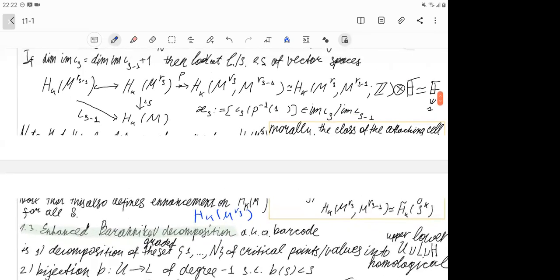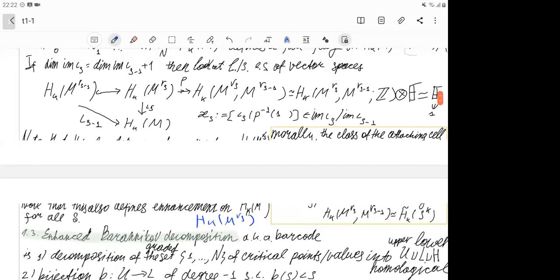So then I'm going to do the definition of the enhanced Barannikov decomposition. In our paper we use the term Barannikov decomposition, but this is precisely the same as the barcode. Since people are more used to the term barcode, I'm going to use it during the talk. So what is it?